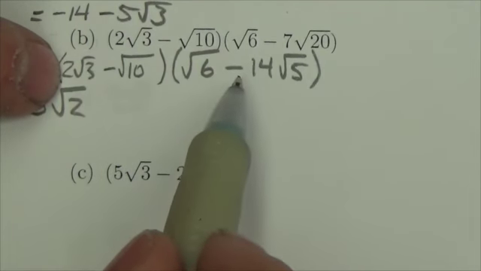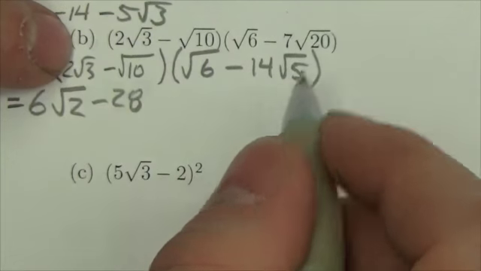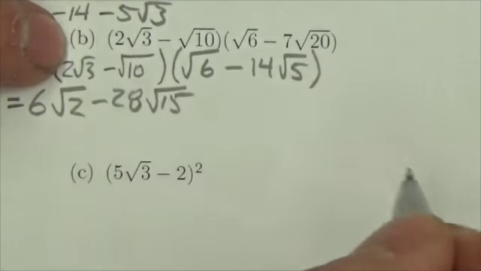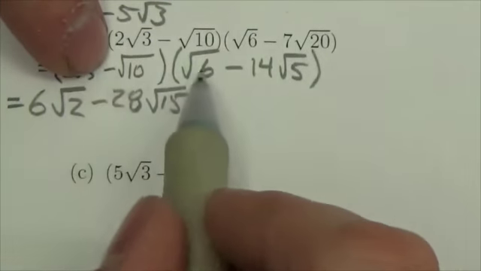Then I'll multiply 2 root 3 times negative 14 root 5. Now 2 and negative 14 will be negative 28. And then 3 and 5 are both prime, so I just multiply those together. There will be no doubling up of factors, so that's done. Then I move on to this next one.